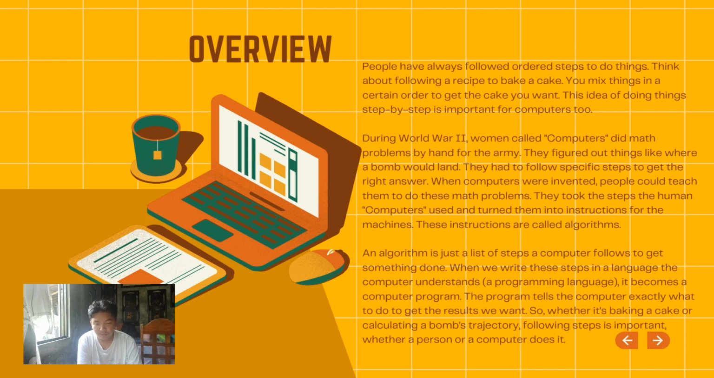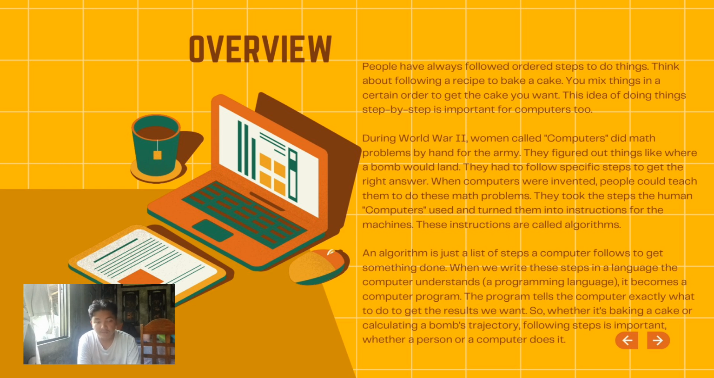During World War II, women called computers did math problems by hand for the army. They figured out things like where a bomb would land. They had to follow specific steps to get the right answer. When computers were invented, people could teach them to do these math problems. They took the steps the human computers used and turned them into instructions for the machines.